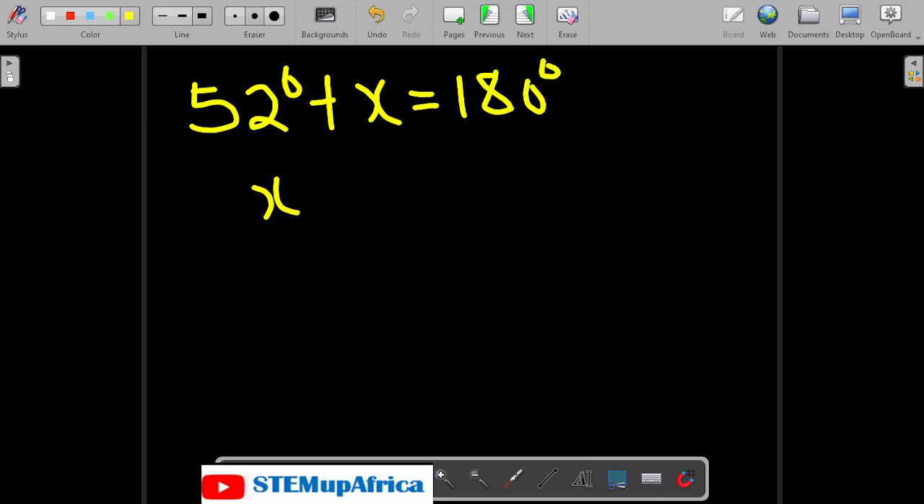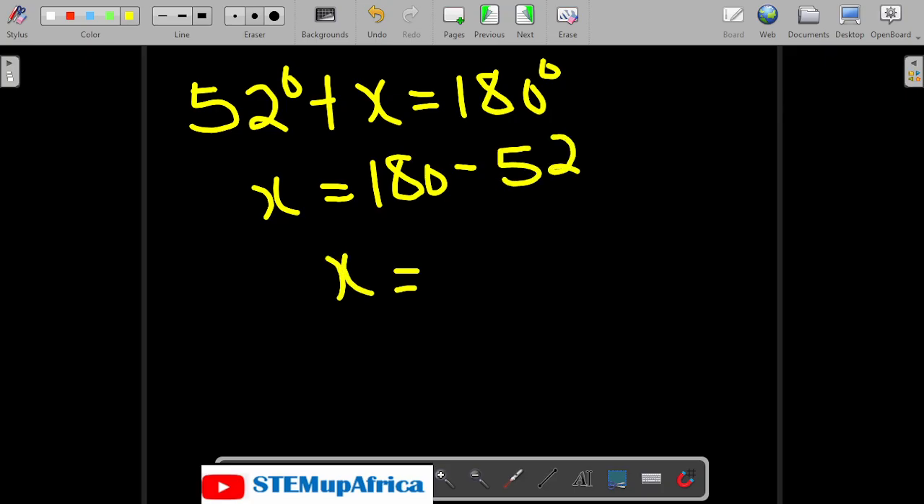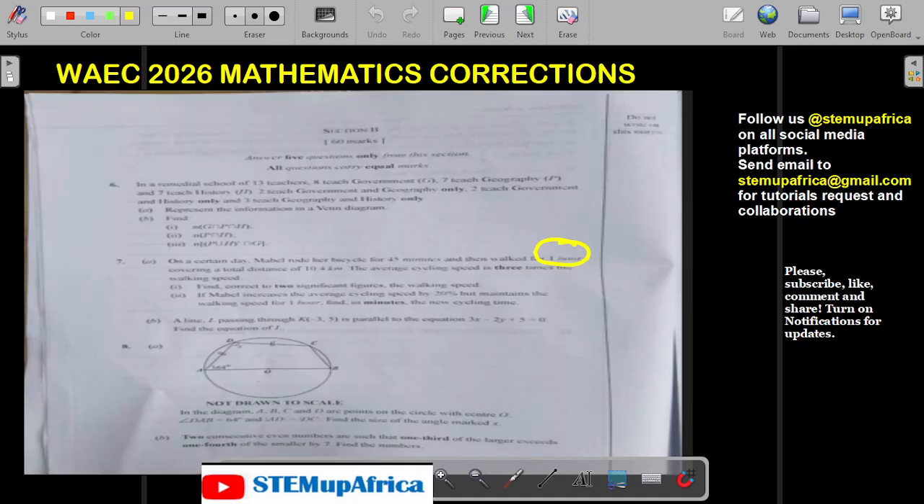So my X will be 180 minus 52. X will give us what? 180 minus 52 will give us 128 degrees. That's the value of X. So let's go back to question 8b. Let's see what we have. Question 8b.